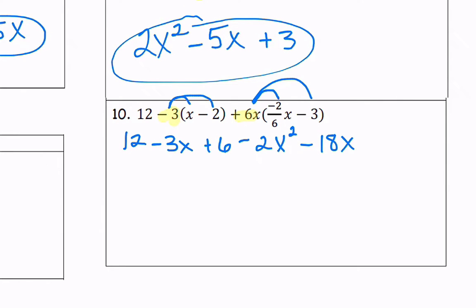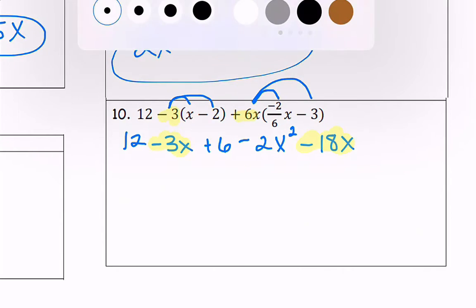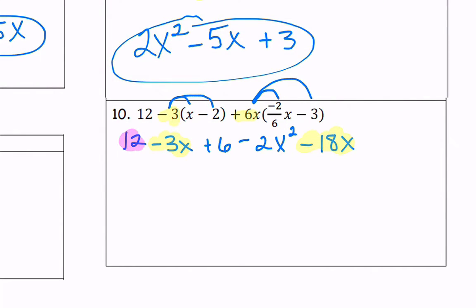Okay, so now we have to look for our like terms. I see x's here and here. I see constants here and here. So since they're alike, we can add them, combine them. So we always look for x squareds first. I see these guys, but there are no other x squareds. So these -2x squareds drop down.